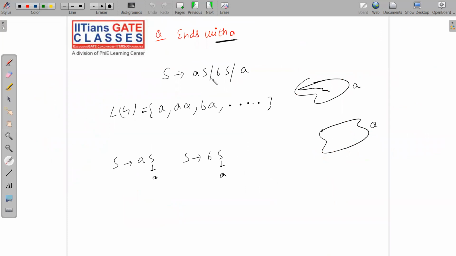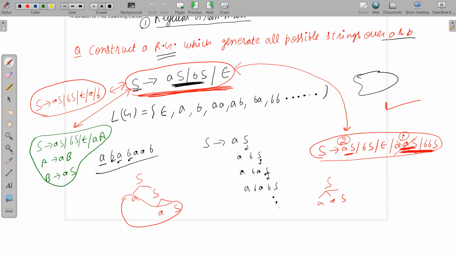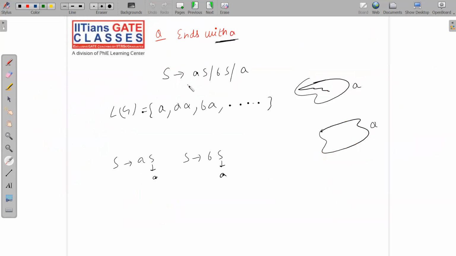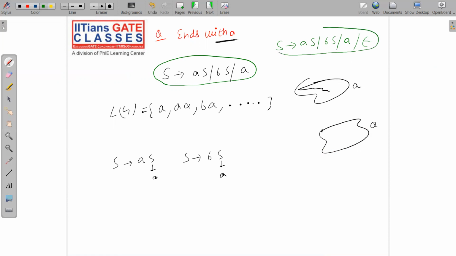Now, the language is strings that end with A. Now we have written this grammar. My question is, since in the previous question we said that we can write any number of extra production rules, is it possible here also to write any number of extra production rules? See carefully, this is the regular grammar. Now if I write S implies AS, BS, or A, and now I write one more production, S implies null, now tell me, are these two equivalent?